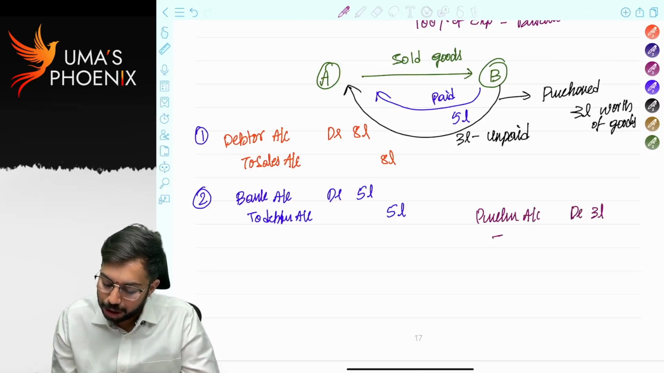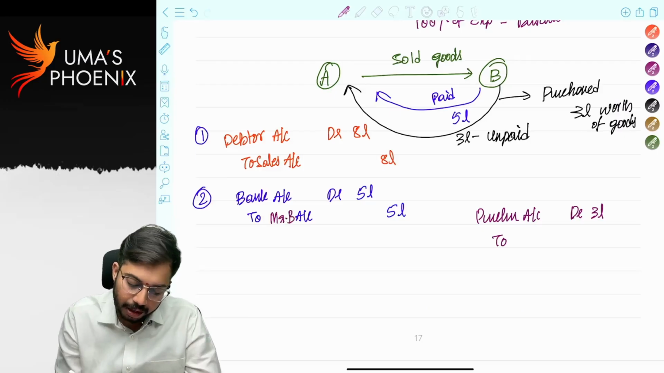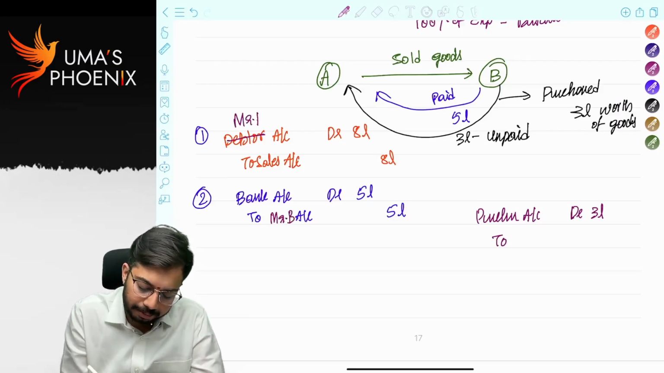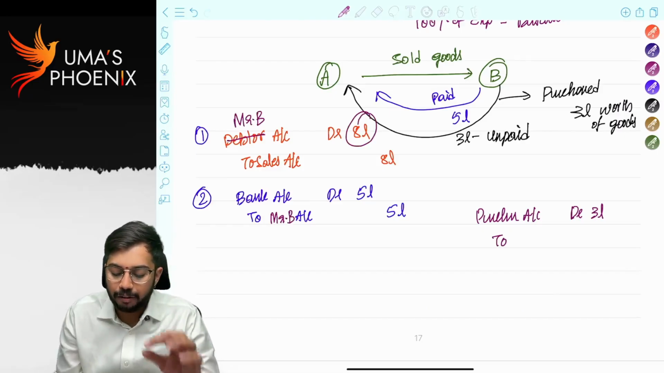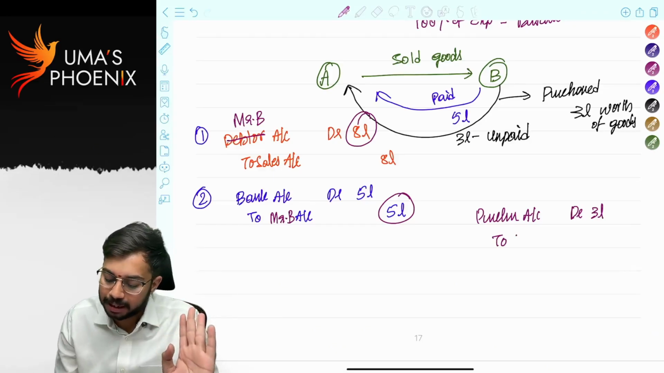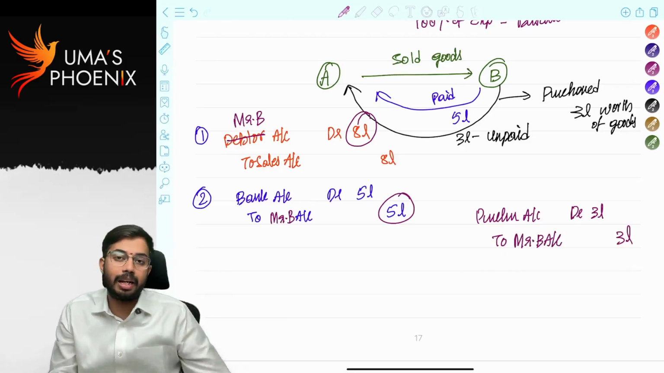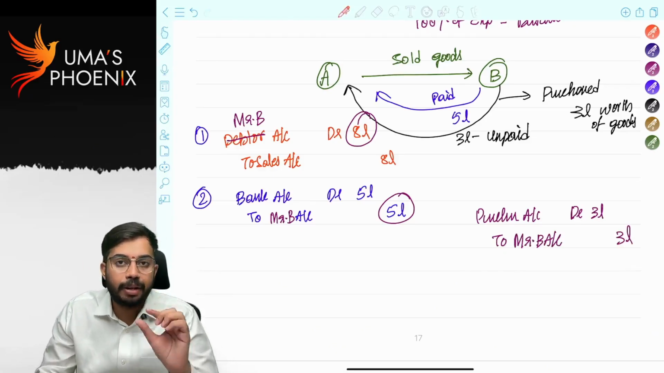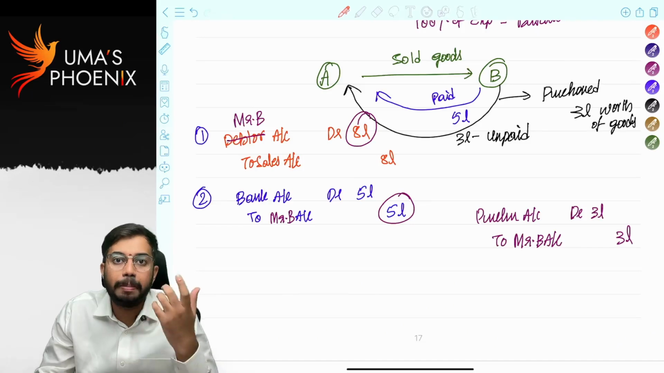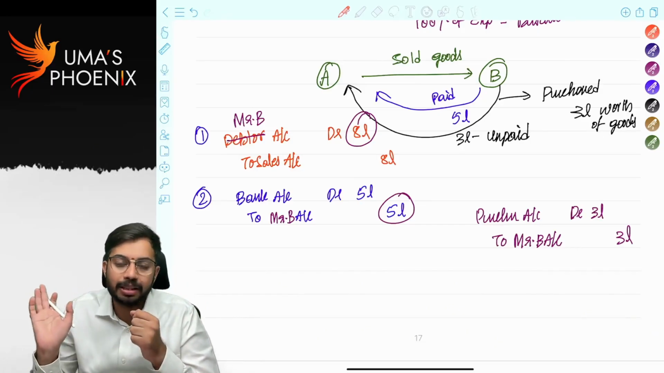3 lakhs to, here debtor means who? Debtor means nothing but Mr. B, right? So Mr. B's account is pending 3 lakhs. Now what is the entry that will be passed? Purchases account debit to Mr. B account 3 lakhs. Are you able to understand? Mr. B is required to give 3 lakhs to Mr. A. Mr. B is not giving. So Mr. A went to Mr. B's shop. He took goods worth 3 lakh rupees and came back to his shop.